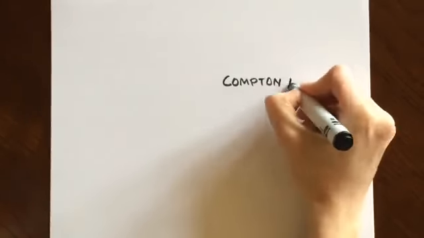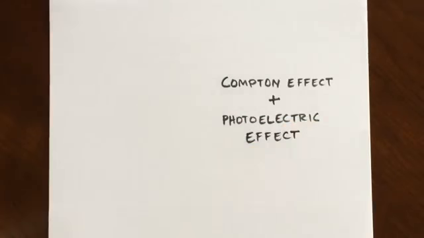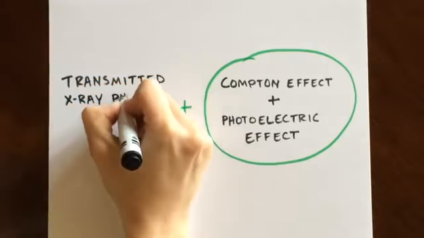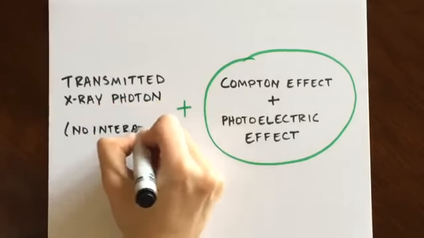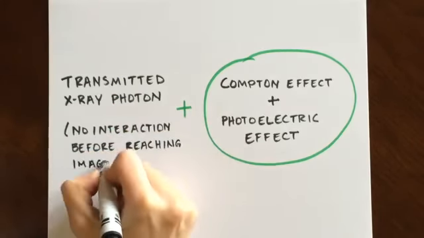As you have seen, only 2 of the 5 interactions are important to diagnostic radiology, the Compton effect and the photoelectric effect. More important than these interactions, however, are the X-ray photons transmitted through the body without interacting. Here you can see how these 3 types of interactions contribute to an X-ray image. Those that are absorbed create white areas on the image. Those that are transmitted through the patient create the dark areas on the image.